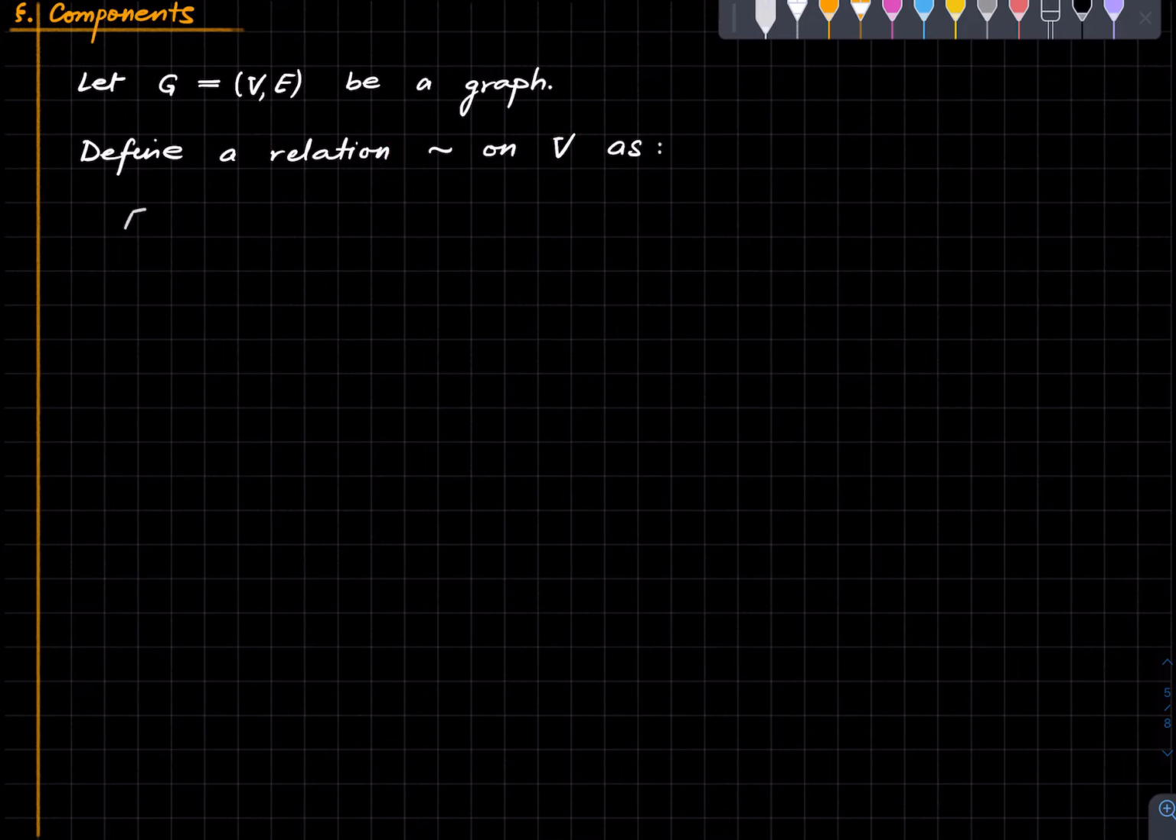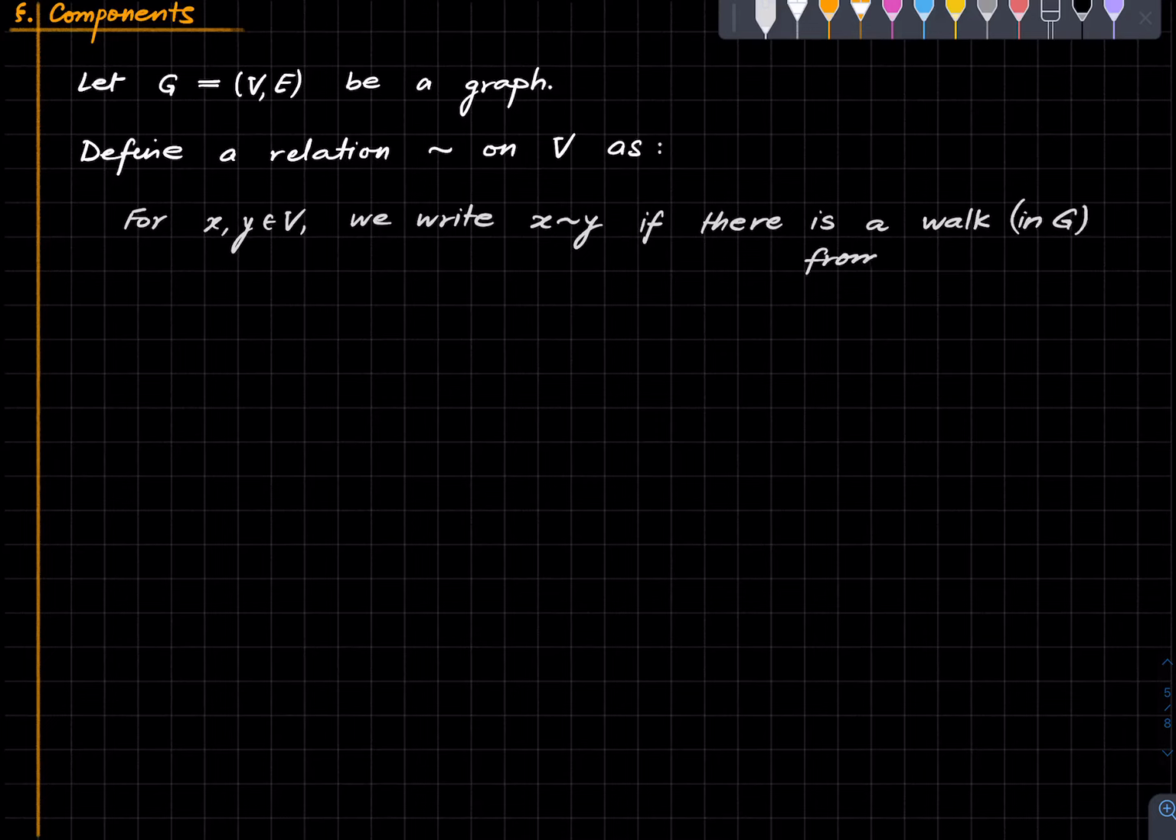For X and Y in V, we write X tilde Y if there is a walk in G, of course, from X to Y. That's it. So here is an exercise. Check that this is an equivalence relation.